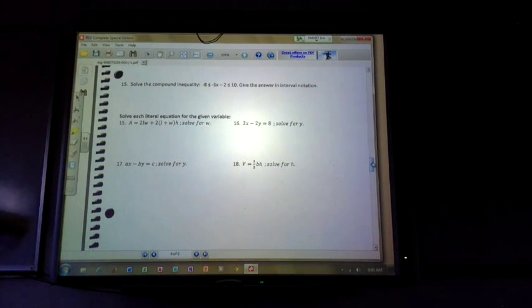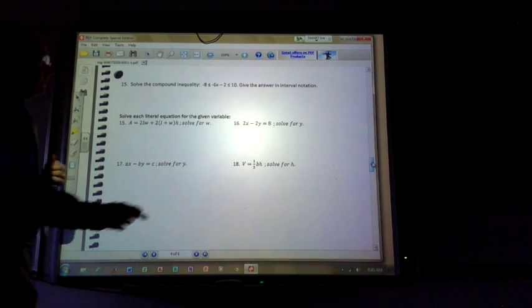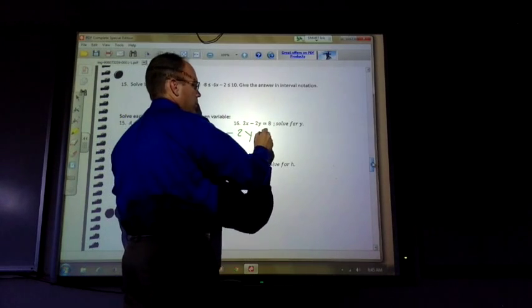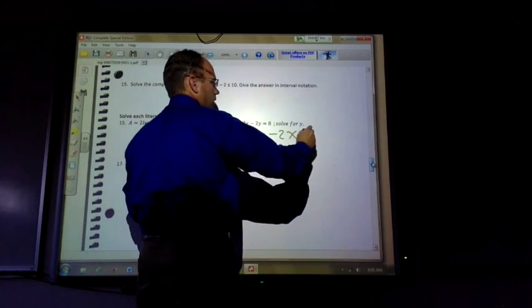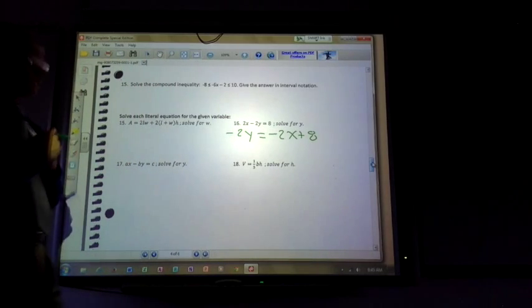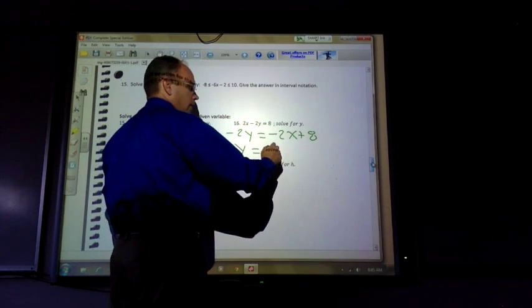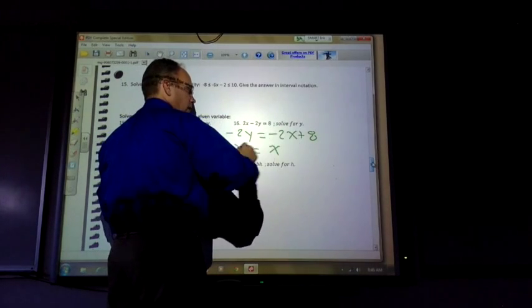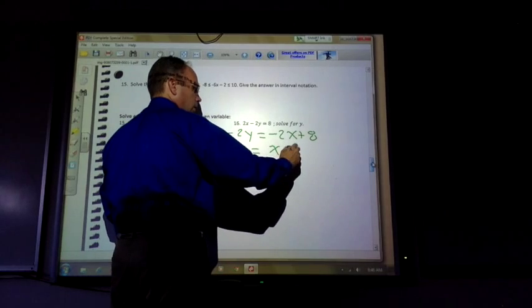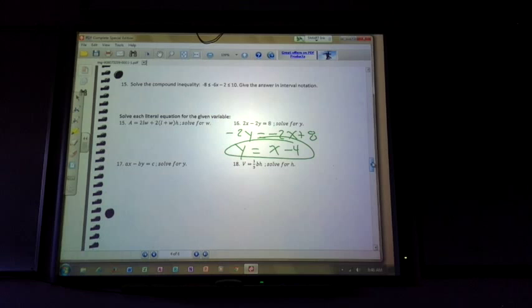Alright, number 16, solve for y. Solving for y. Let's get y all by itself. What should we do? So subtract the 2x, I like it. What should we do last? Divide everything by -2. Negative 2 over -2 is positive 1. Positive 8 over -2 is -4. Done? Almost done.